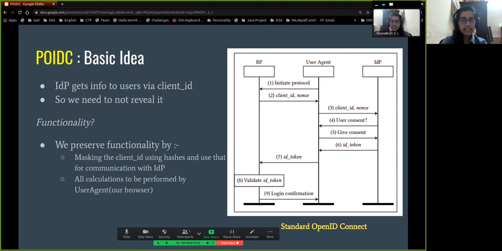Now, the basic idea is that the identity provider gets info about the relying parties, or the services we log in to, via the client ID. So, why not hide it? But how would we preserve the functionality? We preserve the functionality by masking the client ID and using hashes, and we use that for communication with the identity provider. And all calculations would be performed by the user agent, which is our browser.